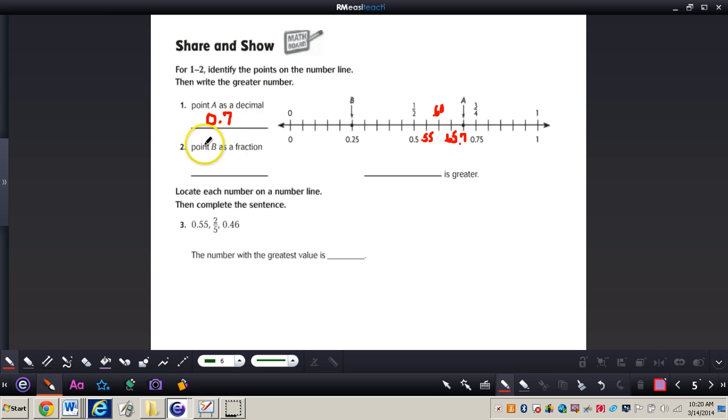All right, now point B is a fraction, so we could see point B is given to us as 25 hundredths. So what we can do is take 25 hundredths.